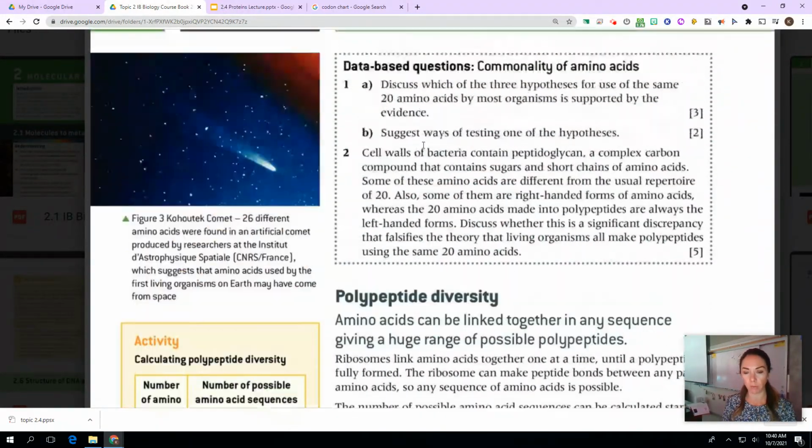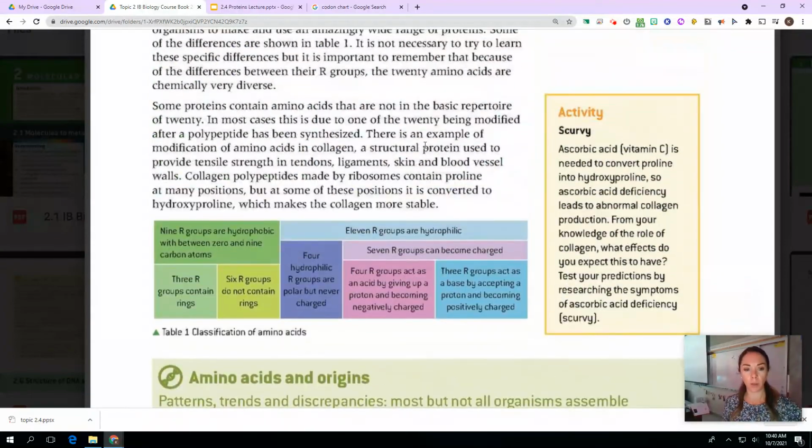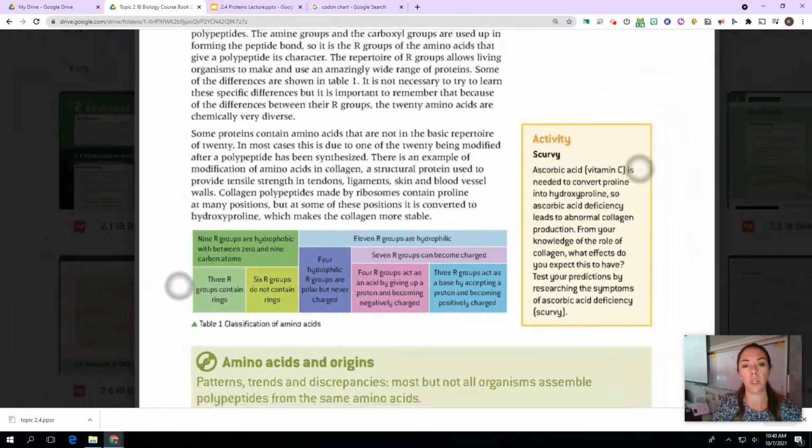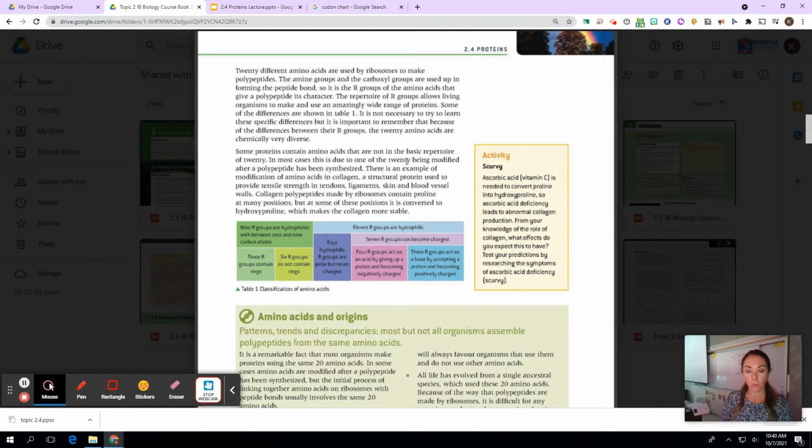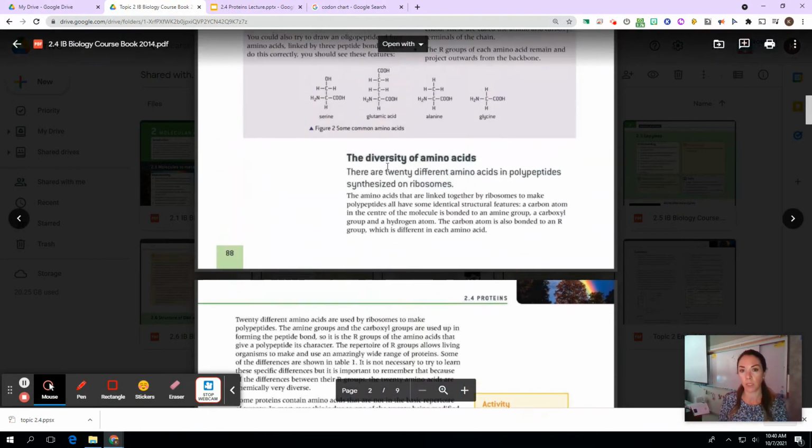Oh goodness, I can't even find it right now. Anyways, it talks about the difference. Oh, there it is. Scurvy and then insulin. It's about the sizes of the different proteins that are made and the different things that they do.